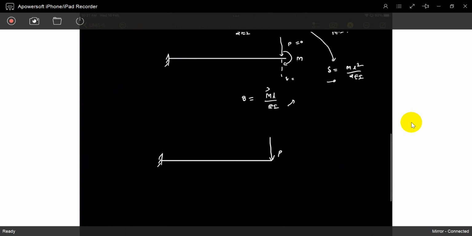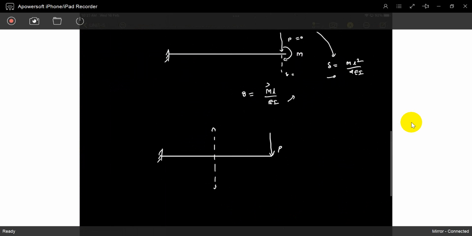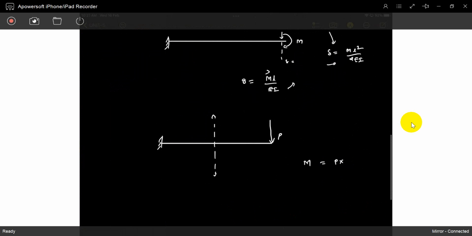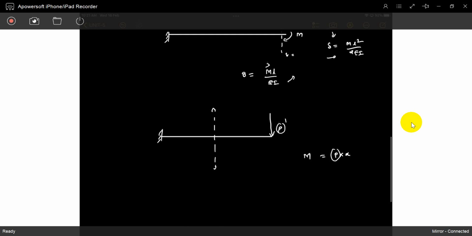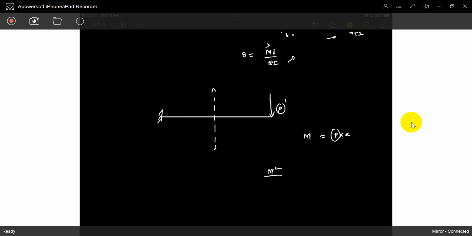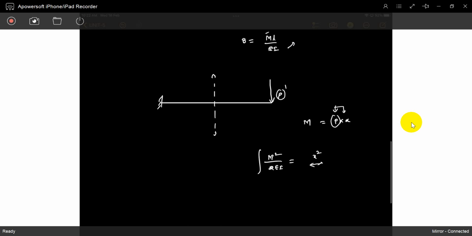If you applied a P load, what is the bending moment here? M, you can write as P into X. Or just feel that P is 1. Because of that, if you write down this moment, M square by 2A, you will get X square, because P into X is the bending moment. Understood? So P square and X square you will get. If you integrate it, what will you get? You will get the X cube term. I won't do the proof again; I will just explain.